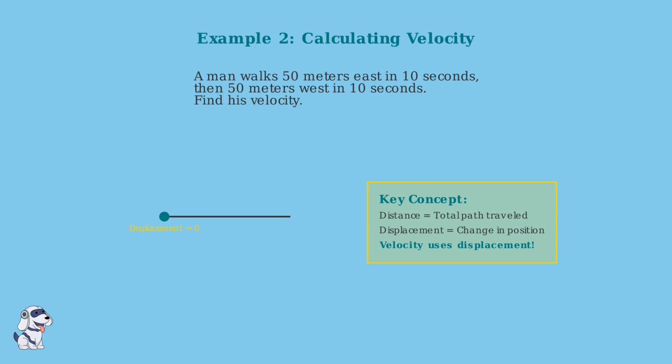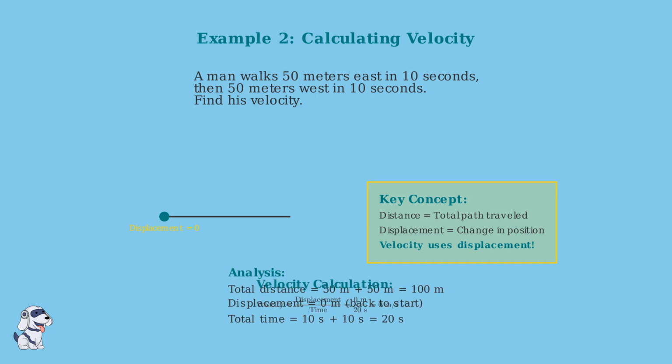Let's visualize this with a diagram showing the man's journey. Let's analyze this step by step. The man walks 50 meters east, then 50 meters west, ending up at his starting position. His total displacement is 0, even though he traveled 100 meters total distance.